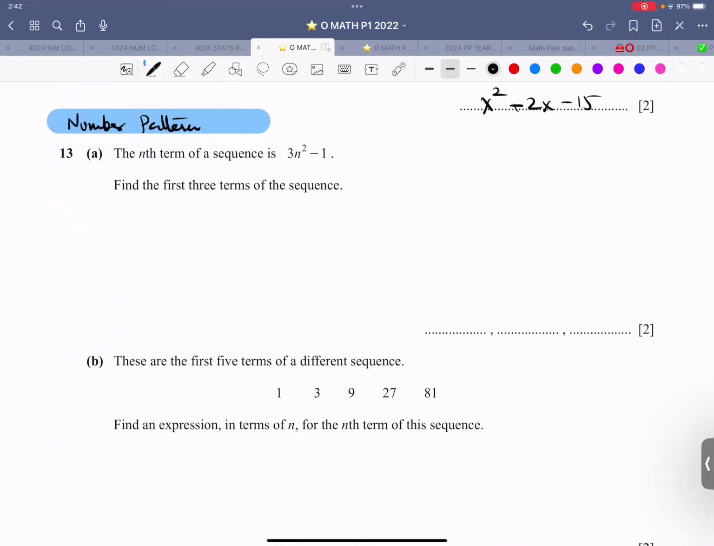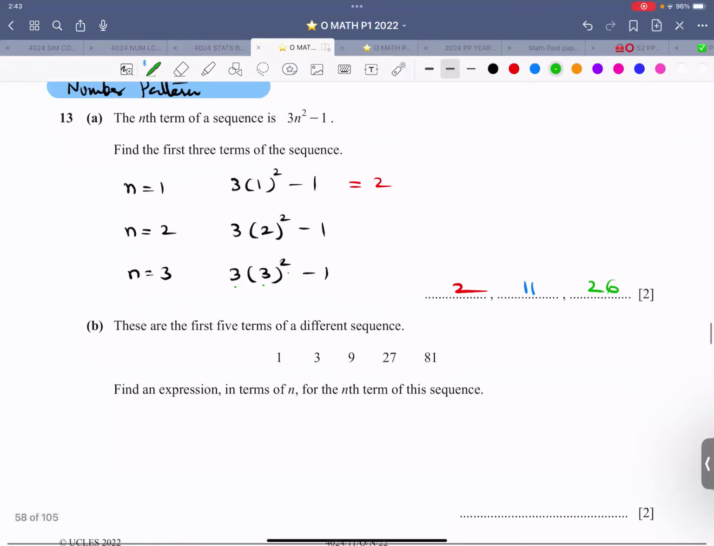Question number 13. The nth term of a sequence is 3n square minus 1. Find the first three terms. So n can be 1, that's the first term. n can be 2, n can be 3. So therefore, 3 into 1 square minus 1, 3 into 2 square minus 1, 3 into 3 square minus 1. So 3 minus 1 is 2, that's the first term. Then 2 square is 4, 4 into 3 is 12, 12 minus 1 is 11. That's the next one. Last one, 3 square into 3 is 27 minus 1, that is 26. These are the first three terms.